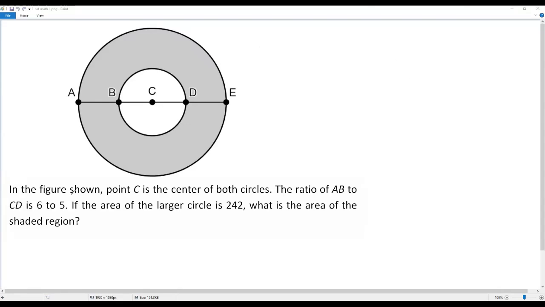Here we have a SAT math problem. Okay, let's go over the question. In the figure shown, point C is the center of both circles. The ratio of AB to CD is 6 to 5. If the area of the largest circle is 242, what is the area of the shaded region?